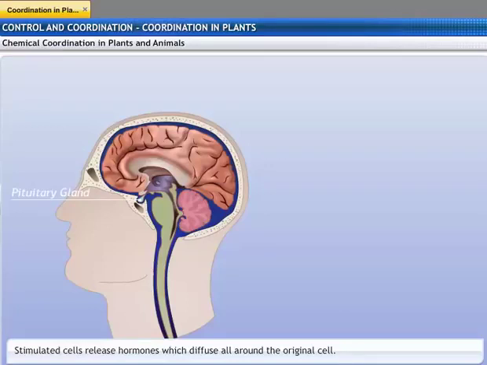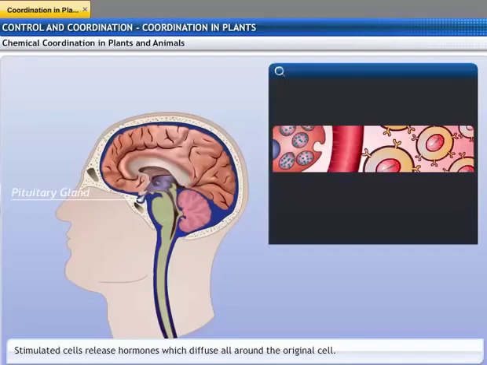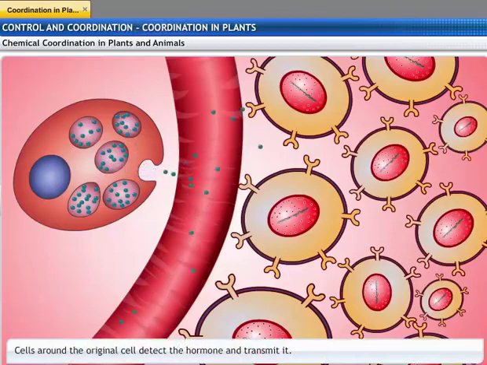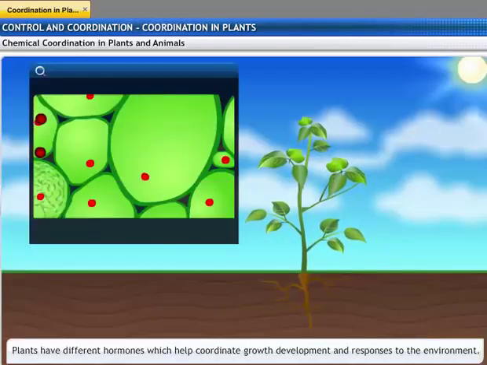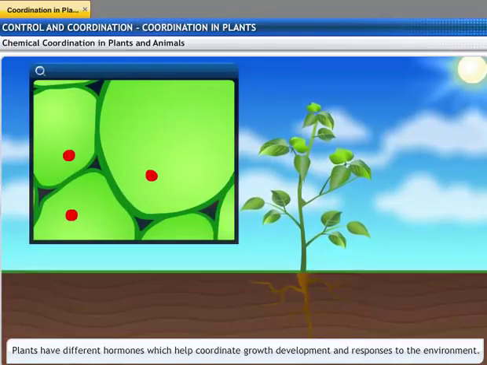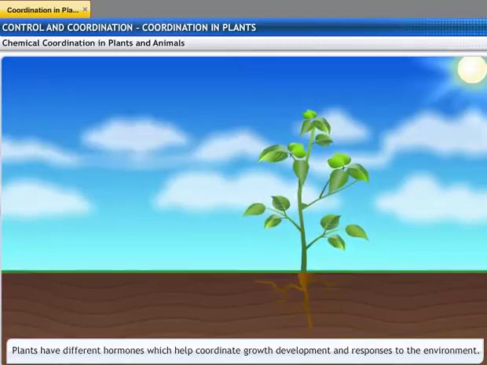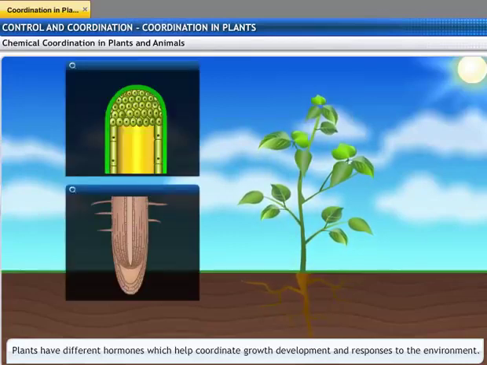Stimulated cells release chemical compounds called hormones, which diffuse all around the cell. If other cells around have the means to detect this compound using receptors on their surfaces, then they would be able to recognize information and even transmit it. This is a slower process, but can potentially reach all cells regardless of nervous connections. Plants have various hormones which help to coordinate growth, development and response to the environment. They are synthesized at places away from where they act and simply diffuse to the area of action.